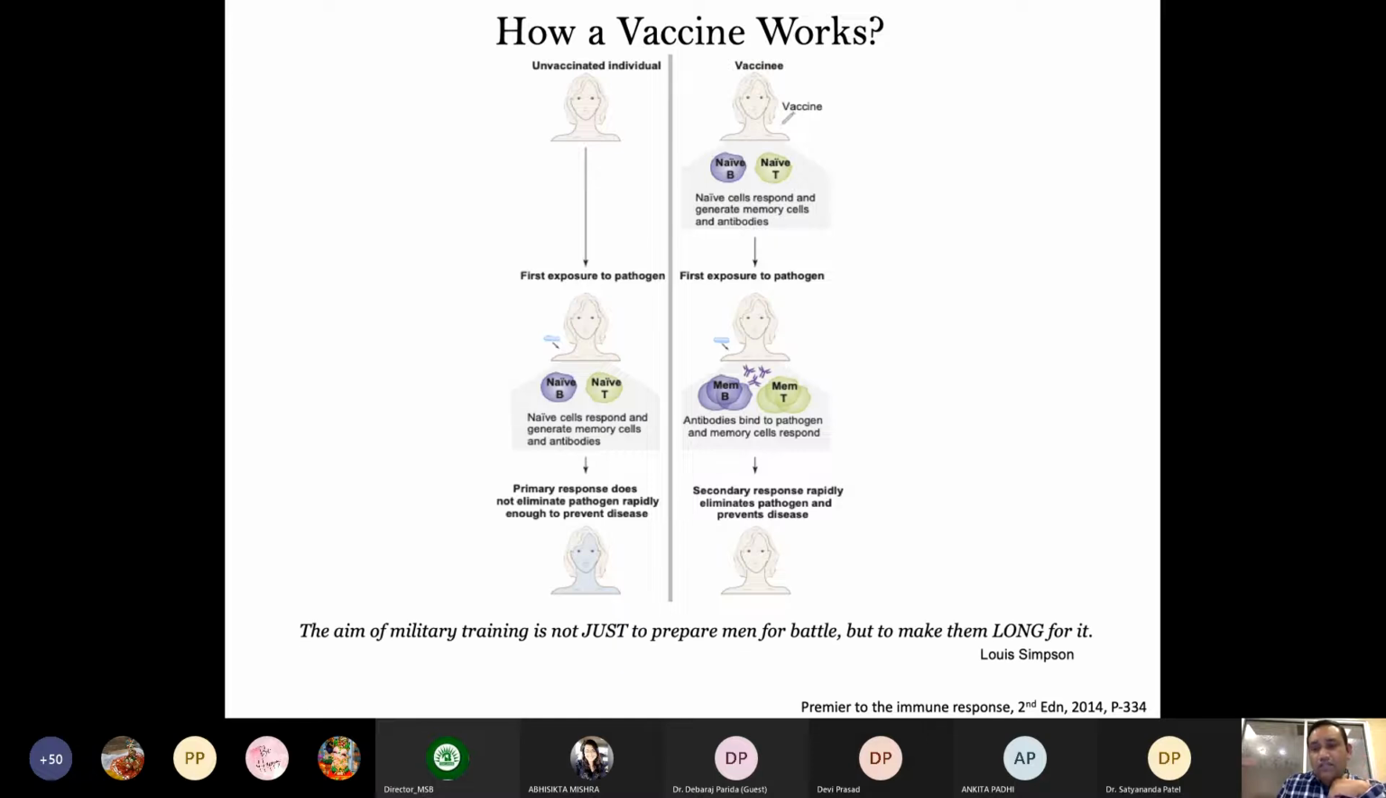Here I will quote Louis Simpson: the aim of military training is not just to prepare men for battle, but to make them long for it. Basically, by vaccinating, we are training the immune system to search for these pathogens and kill them before they can create any problem. That's how it works and why it is important.